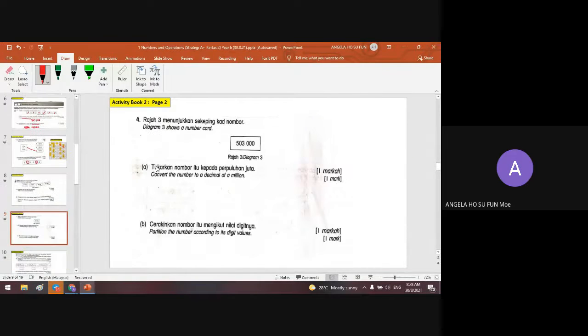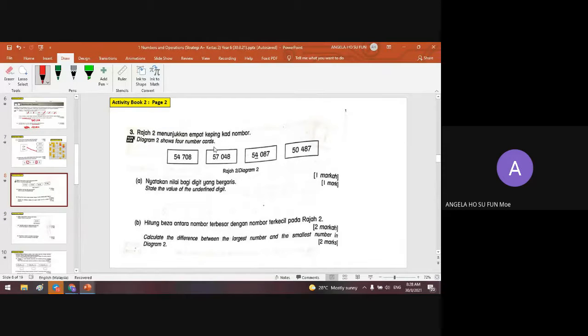We go next. Question number 3. The diagram here shows 4 cards. There are 4 cards here, 1, 2, 3, 4. State the value of the underlined digit. Where is the underlined digit? Here it is. What is the value of the underlined digit? 4,000. Natalie, okay, so your answer is 4,000. How do you write the 4,000? You're going to write 4,000, because this is what you call the value of a digit. This is a digit, value of digit.